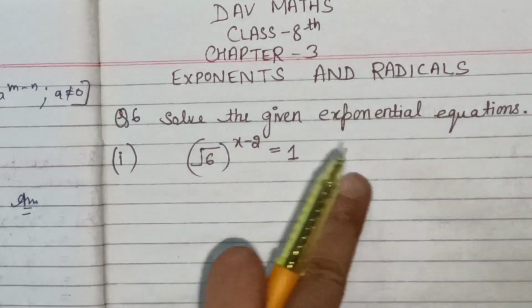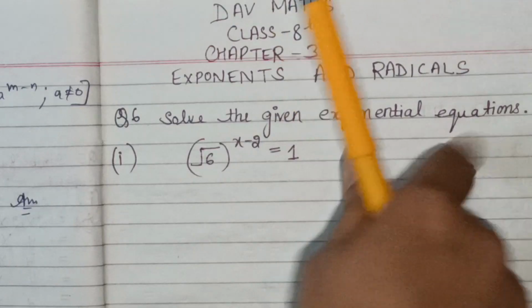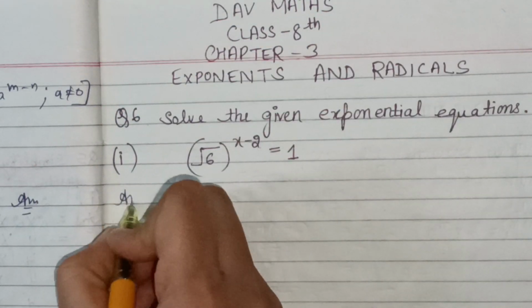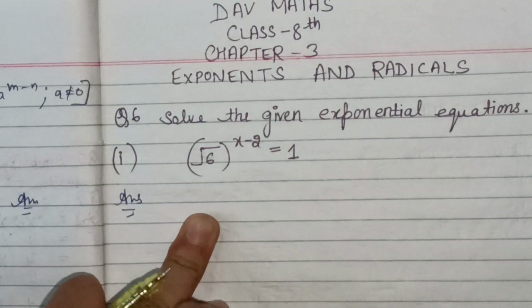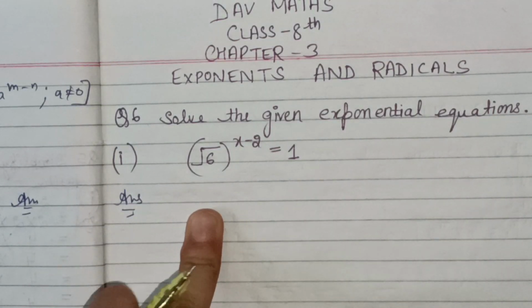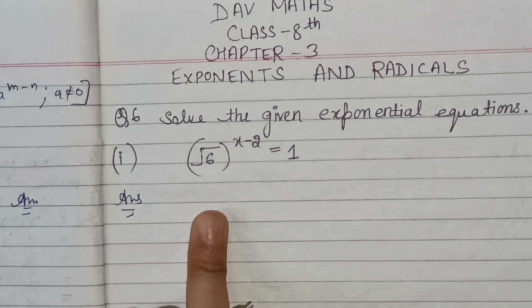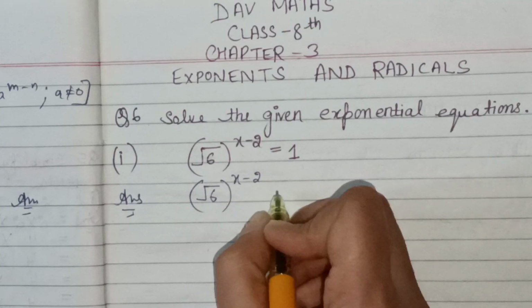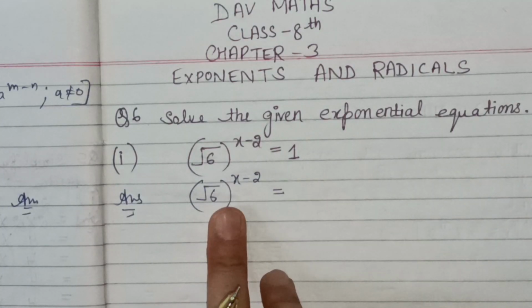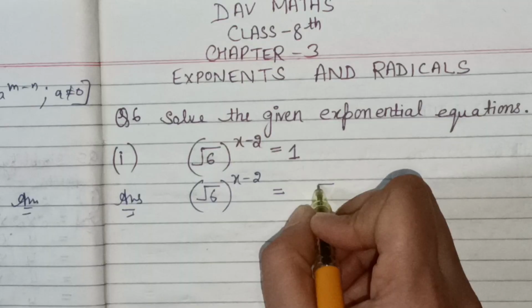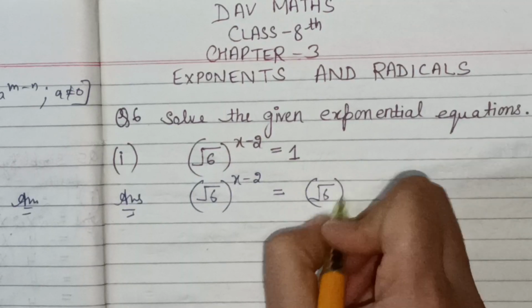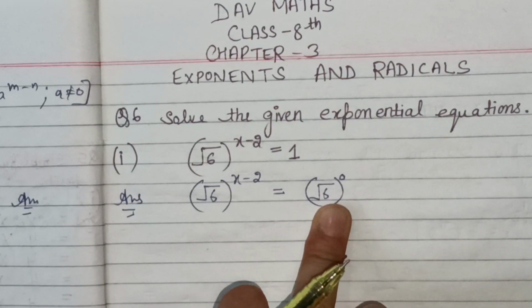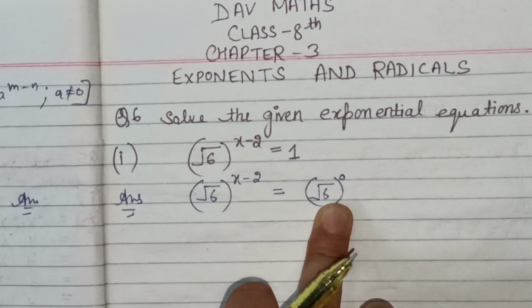In this question we have to solve the given exponential equation. Here the exponent is x minus 2. Firstly we have to make the same base. So I write under root 6 raised to power x minus 2 is equal to under root 6 raised to power 0, which is also equal to 1, because we know that a raised to power 0 is equal to 1.